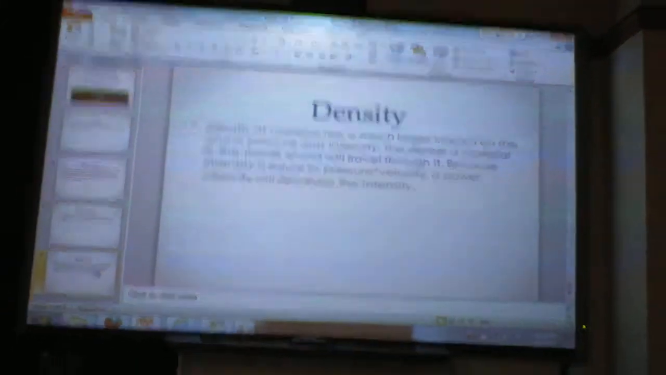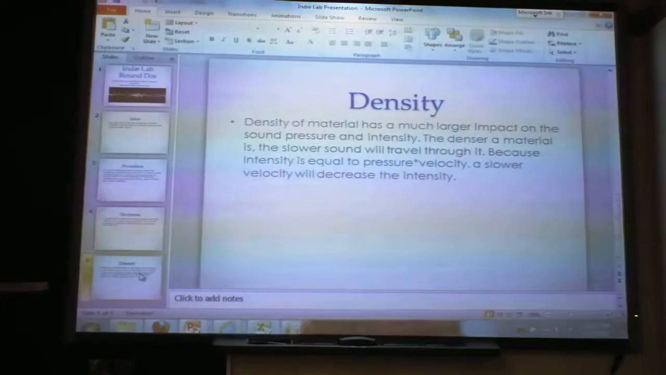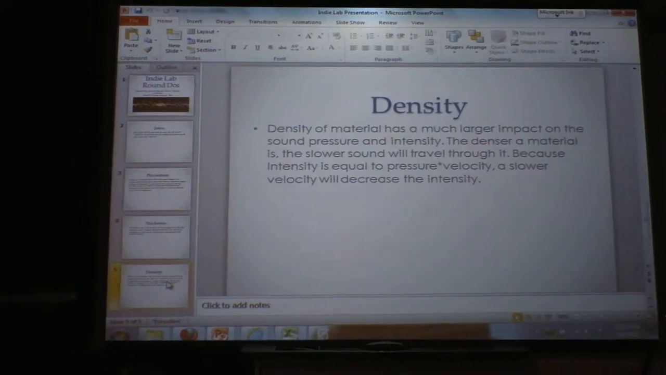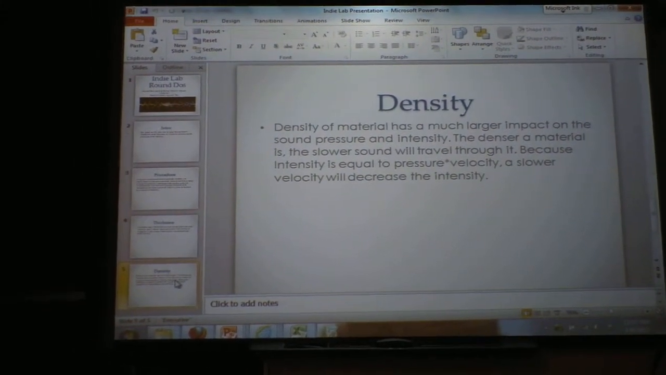We also used different materials, like cardboard, one with glass, and cloth. The density had a lot more impact on the sound pressure and intensity. The denser the material is, the slower sound will travel through it, which was pretty obvious. We had intensity equal to pressure times velocity, so the slower velocity would decrease the intensity.